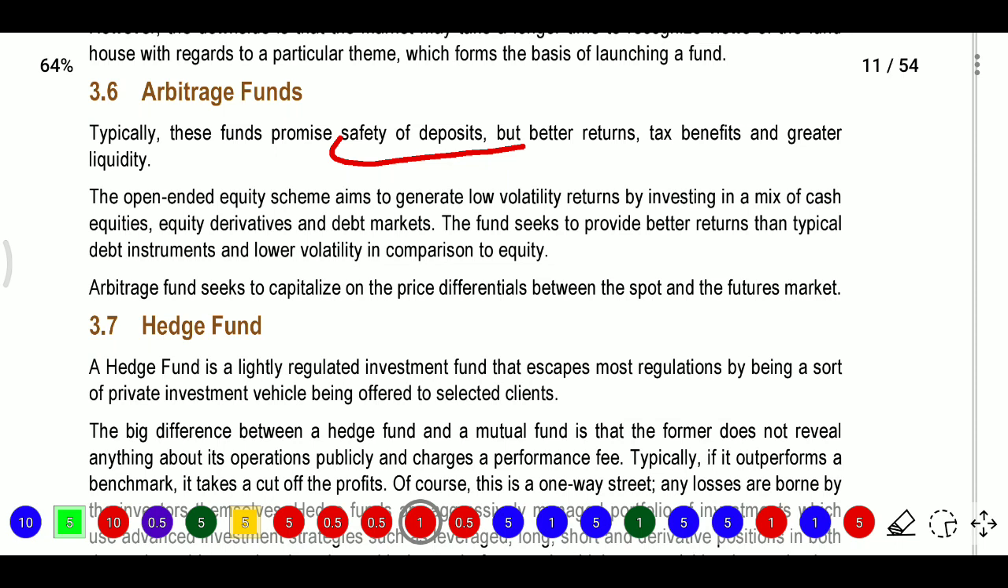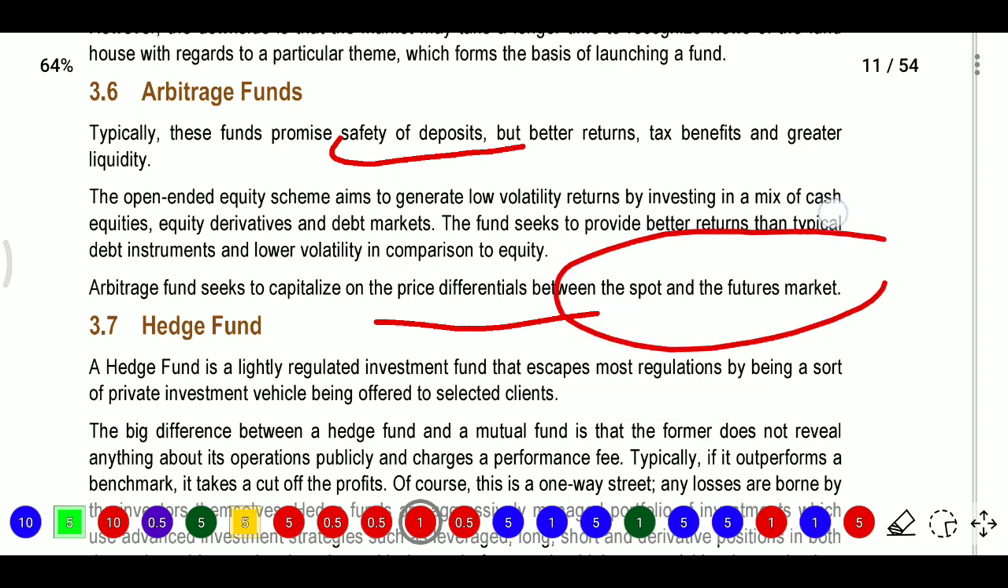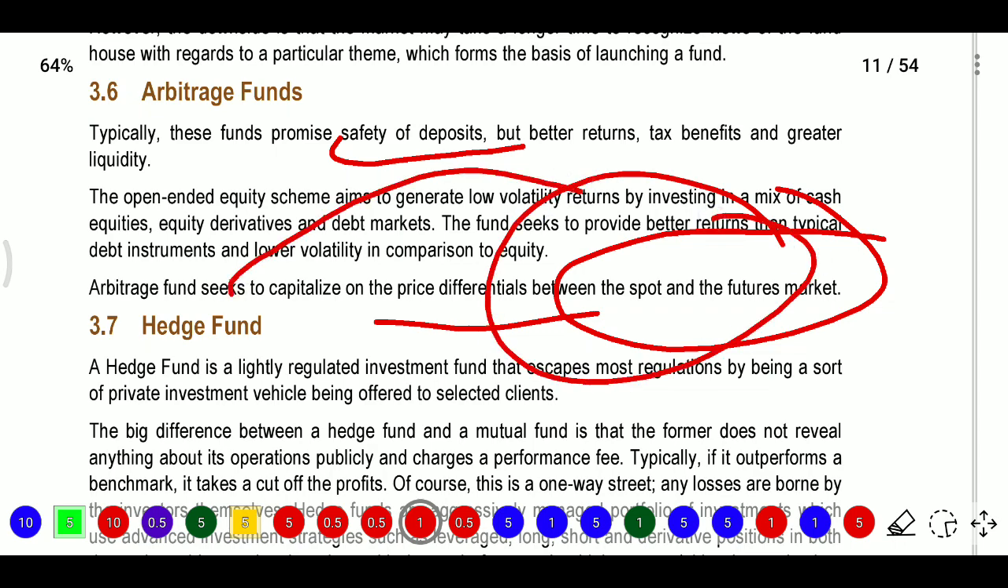Here, an arbitrage fund seeks to capitalize on the price differential between spot and future price. Arbitrage means you buy in one market and sell in another market. For example, you buy in Bangalore at a low cost and sell in Hyderabad, or you buy in Hyderabad, in Koti market, which has lower prices, and sell in other places. That is arbitrage. They see the difference between the price you are buying at and the future price, and that difference is the benefit of this arbitrage fund.